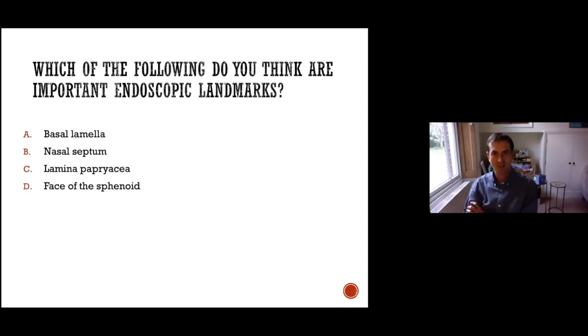Okay, and the results are in. So actually the two right answers on this were basal lamella and face of the sphenoid, A and D. So interesting that a few more of you went for the middle two. And obviously those are landmarks that you see on the nose, but this is in terms of endoscopic surgery and our dissection from anterior to posterior.